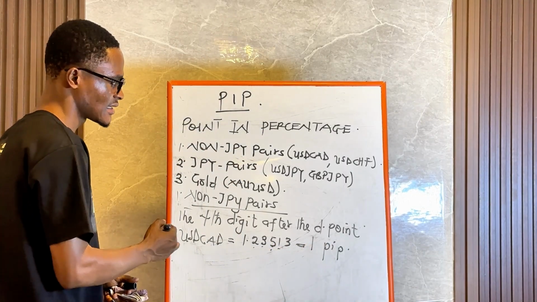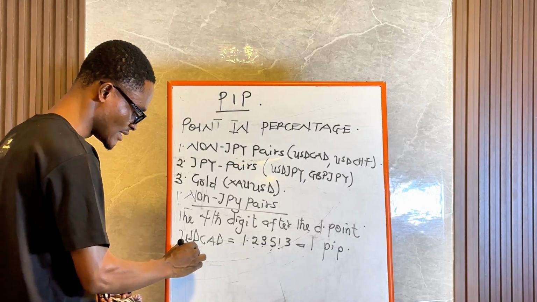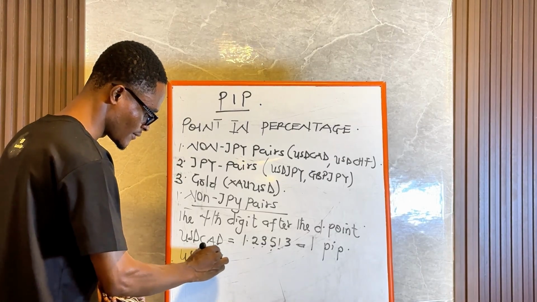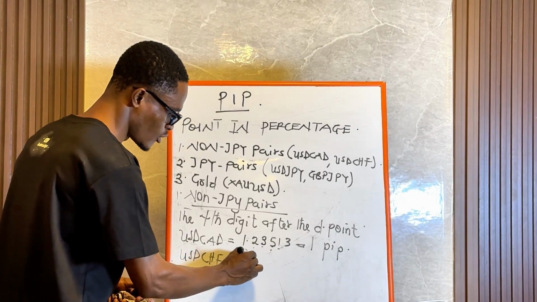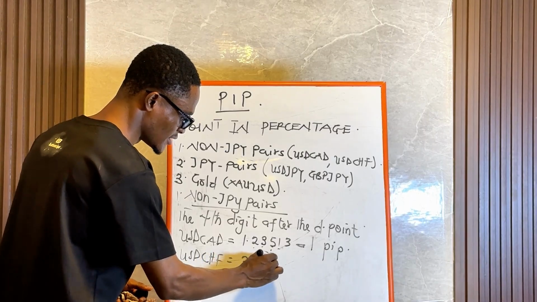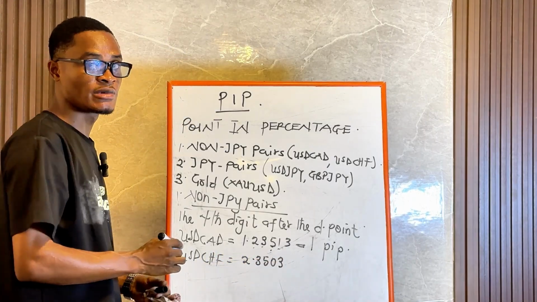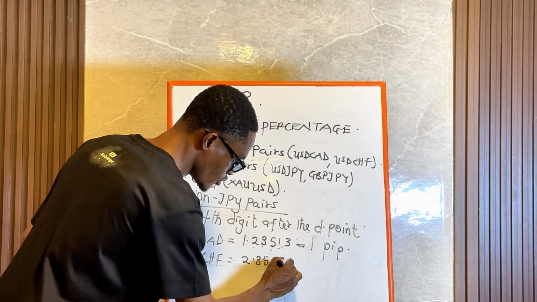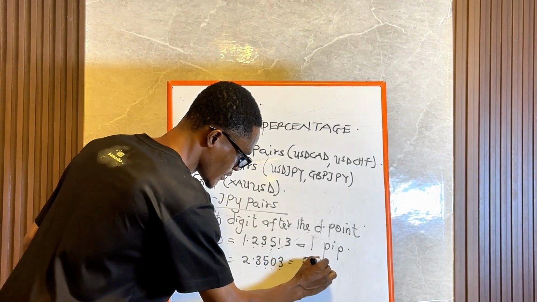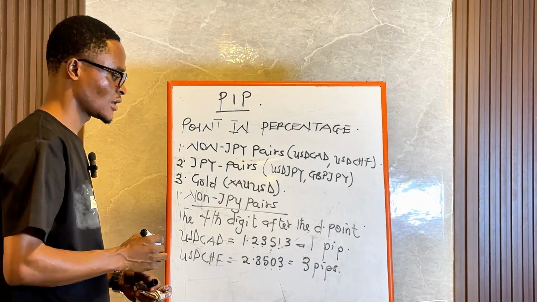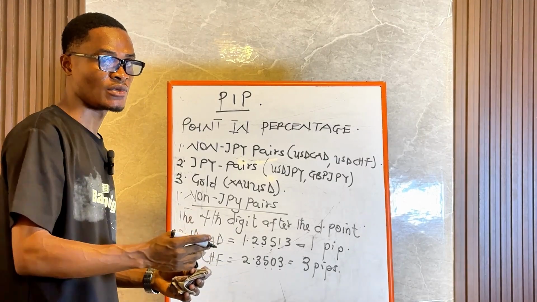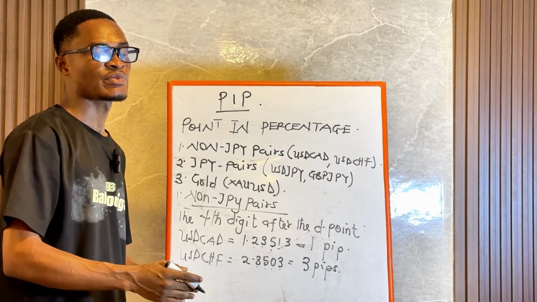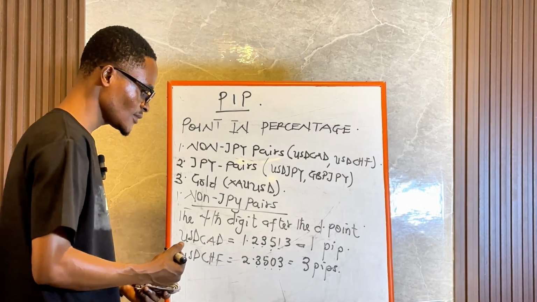Let's take the second example as USD CHF against the price of 2.3503. What will be the pip? Let's skip the point: 1, 2, 3, 4. The pip will be 3 pips move, right? So 3 pips.